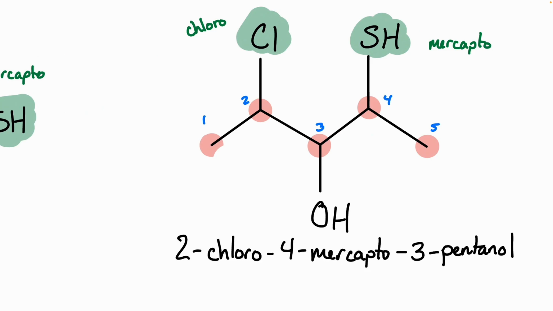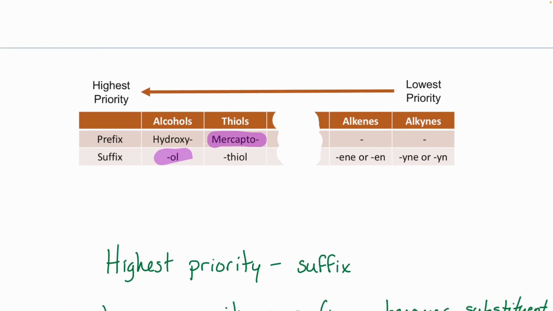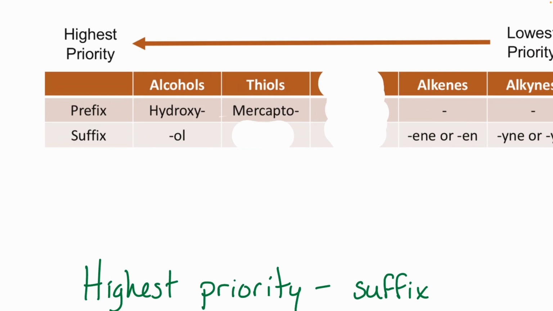As far as what you can expect to have on your exam, I'm going to give you a version of this chart on your exam. I will tell you the ranking of the priorities. I don't really find it necessary to memorize what's higher priority than what. What I am going to redact from this chart when I put it on your constants page is the suffix name. You have to know what the suffix of an alcohol is and what the suffix of a thiol is. What I will give you is the prefix name. So I will give you the mercapto, I will give you the hydroxy.